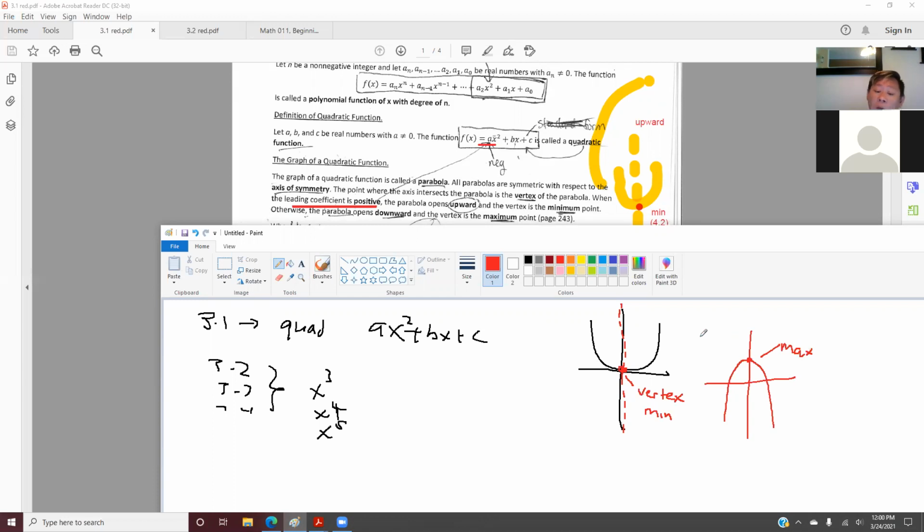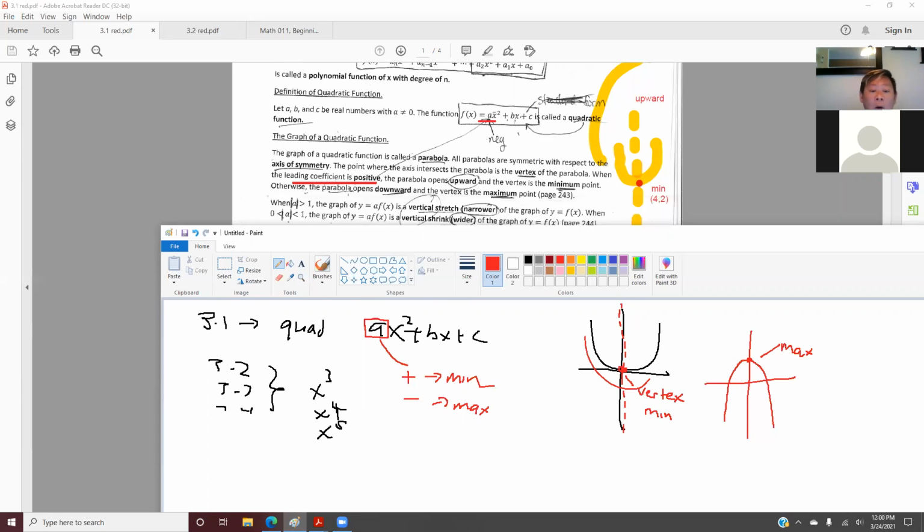Okay. How do we know it is minimum or maximum? It depends on your A. If your A is positive, you will get the minimum, like this. If your A is negative, you get a maximum. So this depends on your A here. So we call this open upward because it's going up, and we call this open downward because it's going down. So this is the A part.